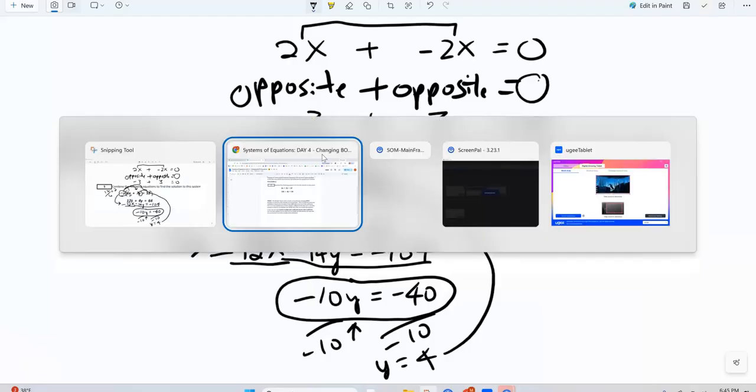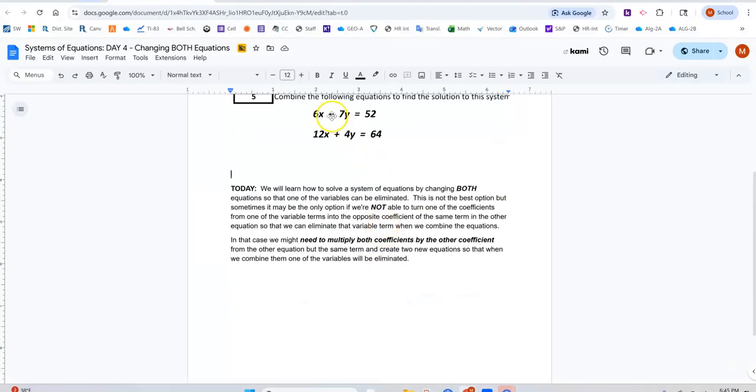But again, today, our goal is going to be a little bit different. This was kind of easy. If we know that 6 times 2 is 12, that makes it easy. But today, it may not be that easy to find a number to multiply. So we might have to change both equations so variables can be eliminated. Okay? So again, we're going to find a situation where we might need to multiply both coefficients. Remember, coefficients are the 6 and the 12 from the other equation, but the same term, and create two new equations when we combine them. So again, creating two new equations is what we're going to do today, okay?